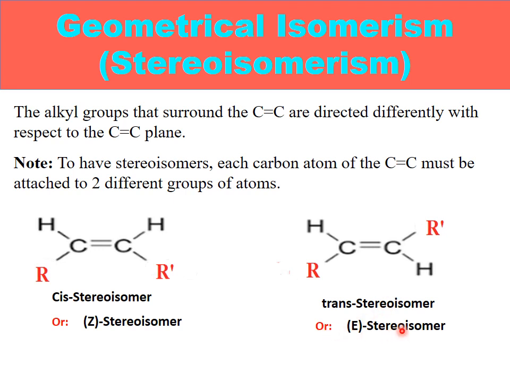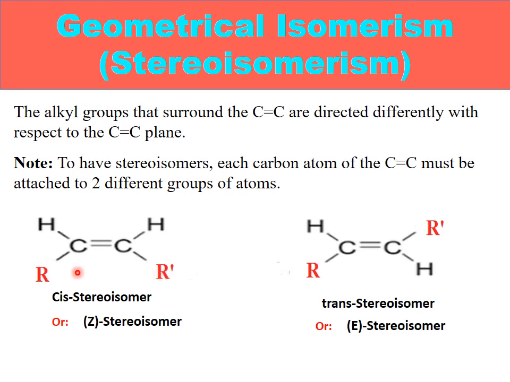or E stereoisomer. But be careful that to have a stereoisomer, each carbon atom of the C double bond C, which is called the functional carbon atom, must be attached to two different groups of atoms. For example, here, the first carbon atom is attached to a hydrogen atom and to an alkyl group R. And the second functional carbon atom is attached to a hydrogen atom and to an alkyl group R prime. Since each functional carbon atom is attached to two different groups, then here we have stereoisomers.